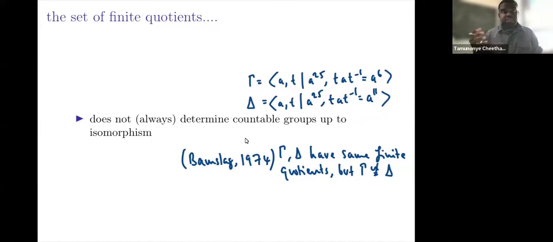So the set of finite quotients, the set of finite images, does not always completely determine the isomorphism type of the group. And this is just one flavor of example. There are lots of different flavors of examples of non-isomorphic groups with the same finite quotients.